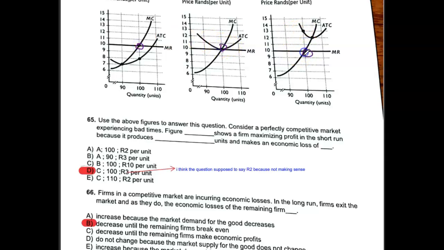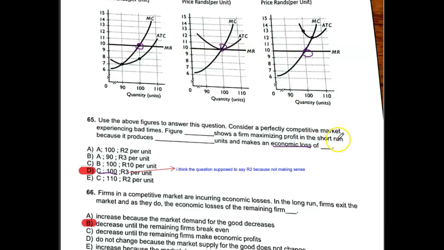Now, one thing I saw over here, they make an economic loss. So if they're making an economic loss, the only graph where they're making the economic loss is this one here. Because here they're breaking even, since the price, the marginal revenue, is equal to average total cost. And over here, average total cost is below. Wait, what am I saying? Here they're making a profit because the cost is below the sale. So it's C. But at C over here, 100 Rand is fine because they're producing quantity at 100 Rand. But 3 Rand per unit doesn't make sense.